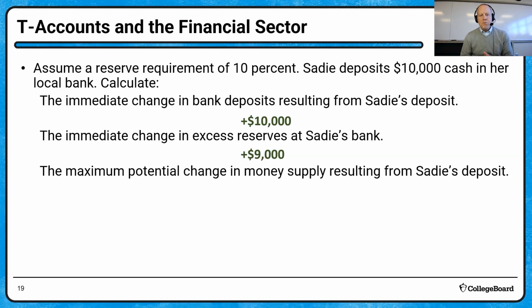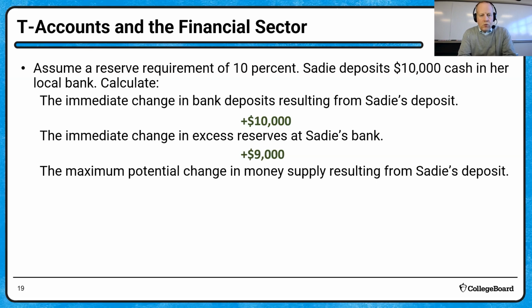Calculate the maximum potential change in money supply resulting from Sadie's deposit. So this isn't what happened right now. This is what happens down the road. Assume banks are going to lend all excess reserves. Assume borrowers are going to redeposit all that money. Go and calculate the maximum potential change in money supply resulting from her $10,000 deposit. Pause the video, then come right back.